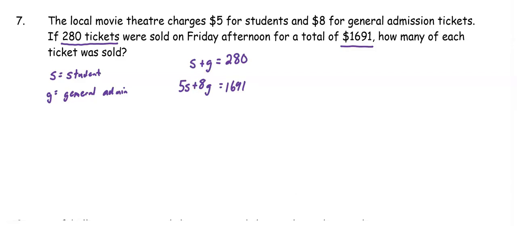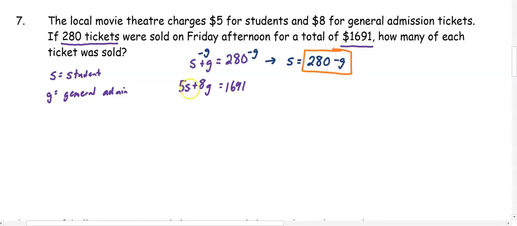So now I need to get a variable by itself. So I have both S and G here. I'm going to subtract G from both sides to get S by itself. So S equals 280 minus G. Now that I have S by itself, I can box what S is equal to and box S in the other equation. So now I'm going to substitute. I'm replacing S with 280 minus G.